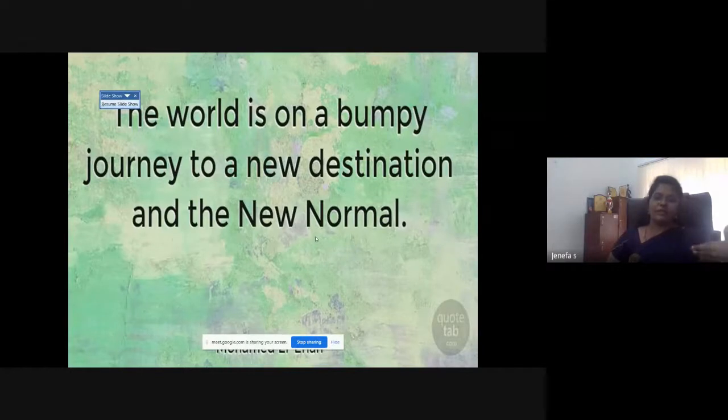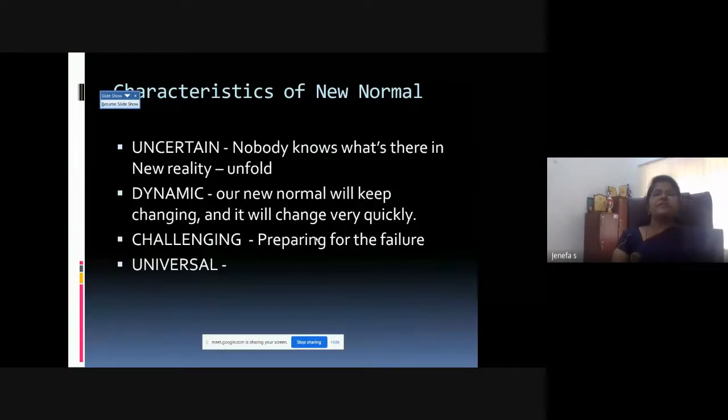So now it has come to a new world called the new normal, right? These are some of the characteristics of the new normal. It is very uncertain. Nobody knows what is in store for us, right? It has already dawned on us, for the teaching community, and it will keep on changing. What we expected will not remain the same in a couple of months. It will keep on changing. The challenges, everything will be changing frequently.